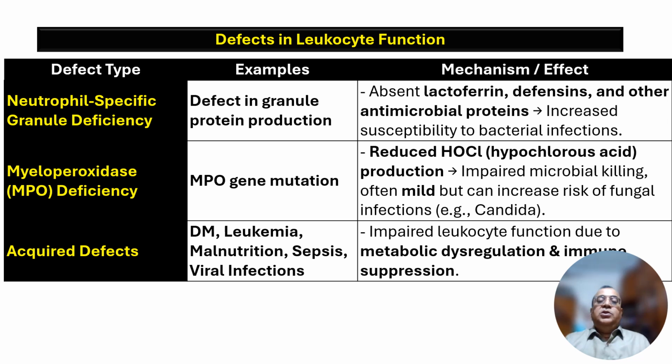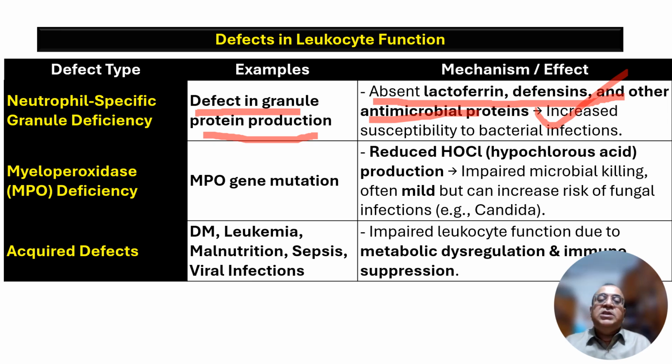So neutrophil has got many granules, so there can be specific granule deficiency that will result in particular protein production deficiency. So there can be absence of lactoferrin, defensin and other antimicrobial protein, and there will be increased susceptibility to infection.